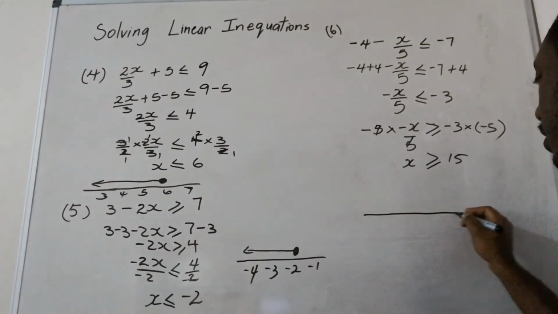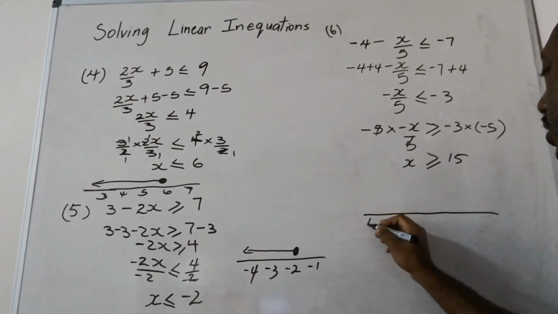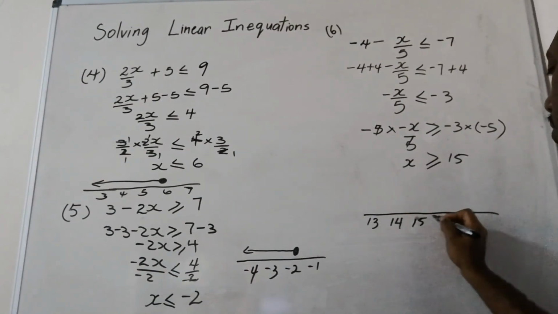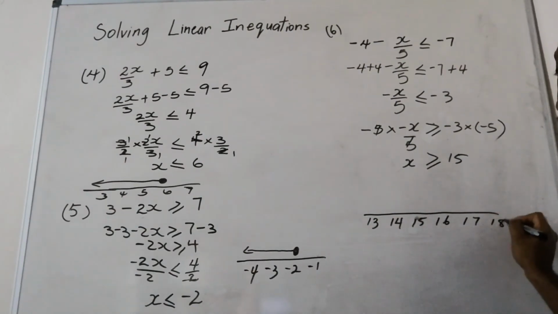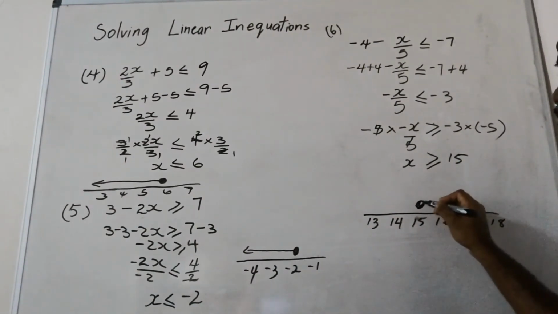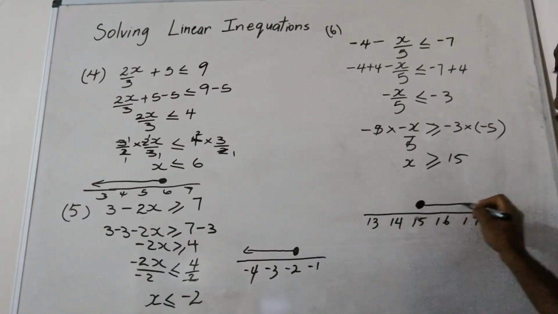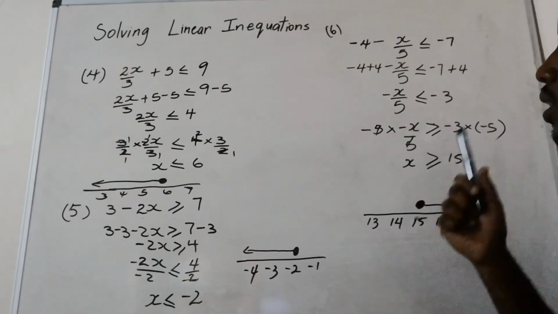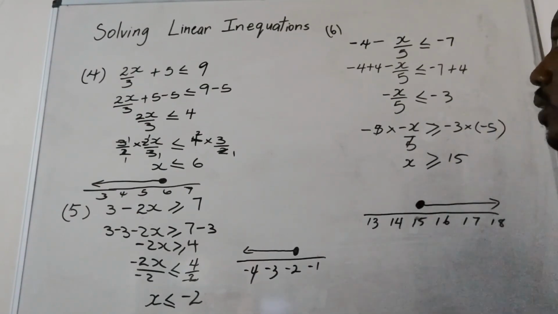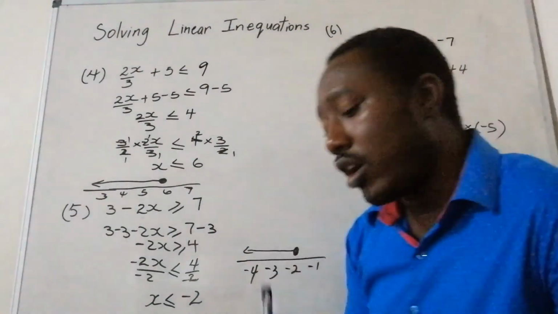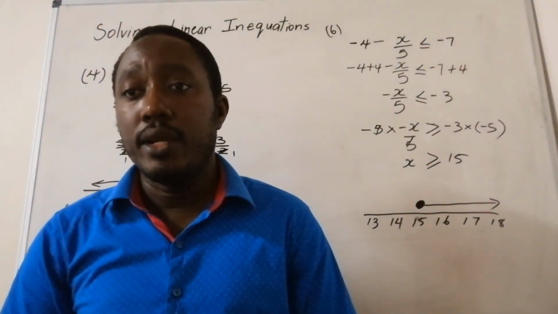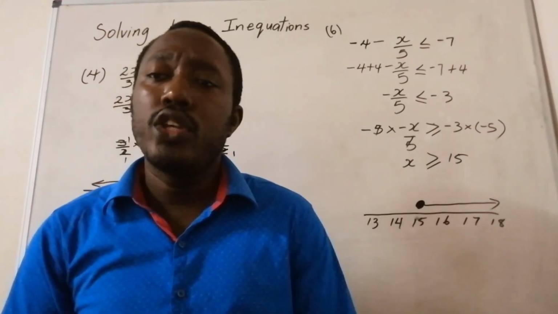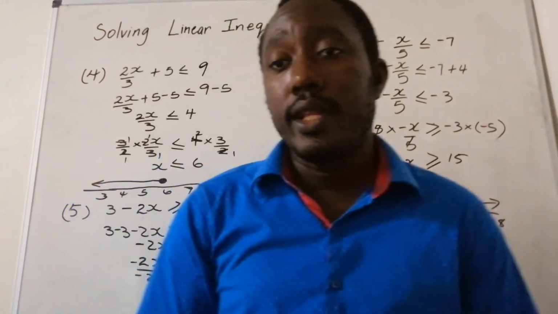So let's represent that on our number line. So we have, let's start at 13, 14, 15, 16, 17, 18. x is more than or equal to 15. So that is how we solve linear inequations, and how we represent them on the number line. So I'm encouraging you, go to your worksheets, practice so that you will get better at this.